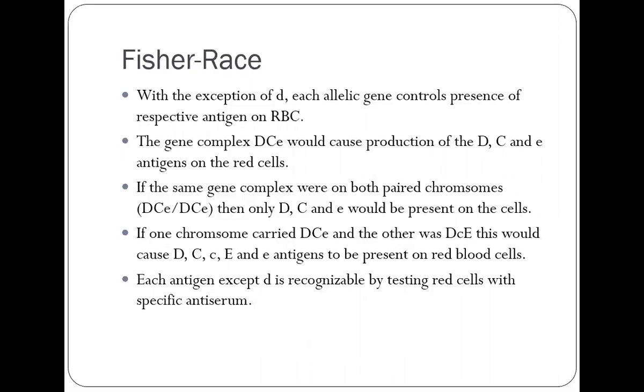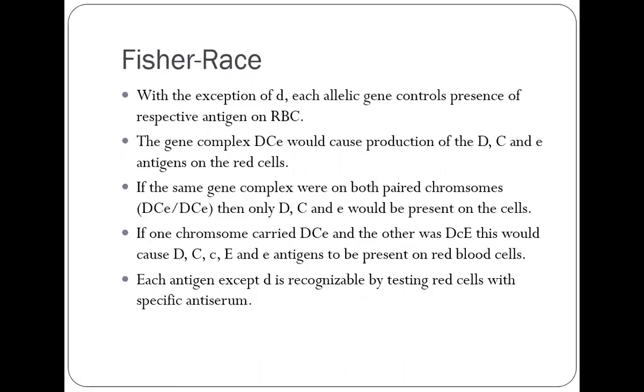If one chromosome carried the big D, the big C, the little e, and the other one carried the big D, little c, big E, this would cause inheritance of all of these antigens. So this would cause the inheritance of not only the big D and the big C and the little e from the first one, we'd also be inheriting the little c and the big E from the second haplotype from the parent. So they're present. If you inherit them, they're going to be present on the red blood cell.